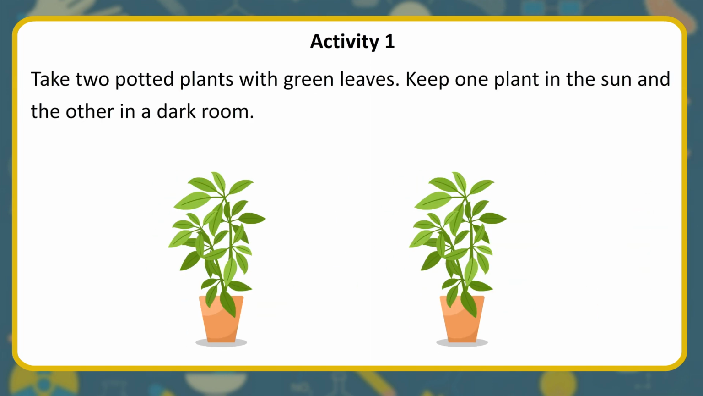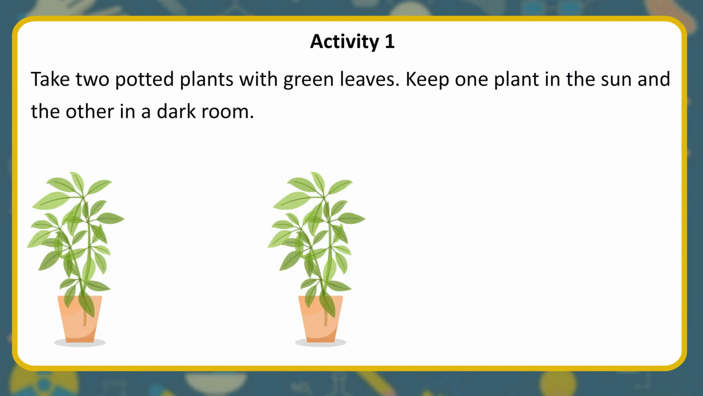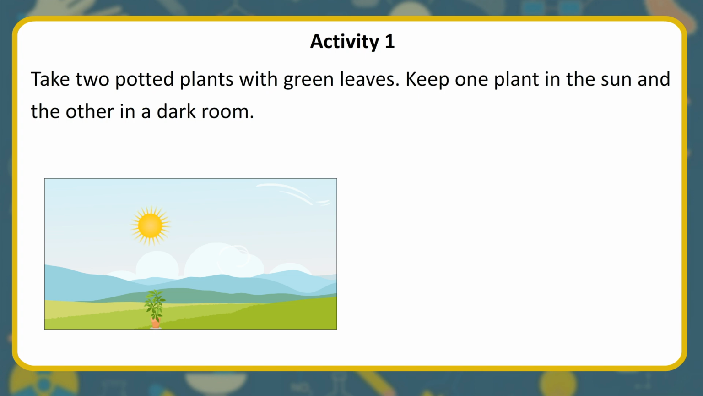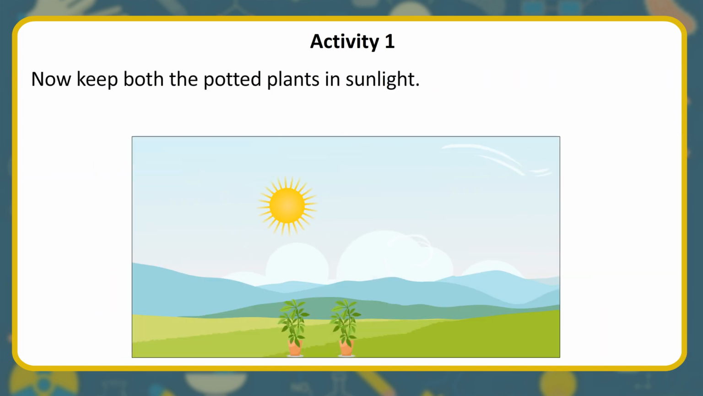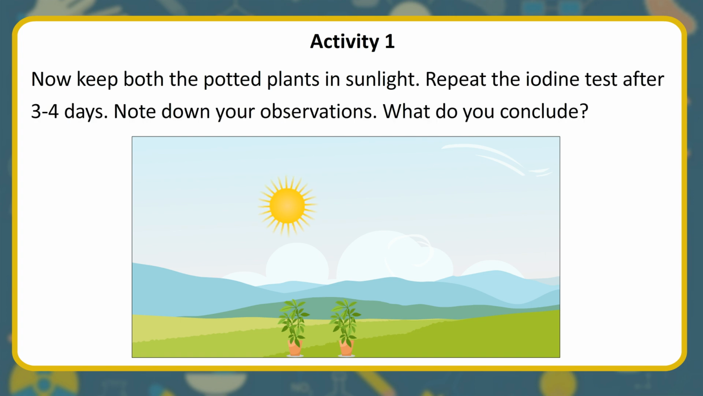Activity. Take two potted plants with green leaves. Keep one plant in the sun and the other in a dark room. Perform the iodine test with the leaves of both plants after 48 hours. Now keep both the potted plants in sunlight. Repeat the iodine test after 3-4 days. Note down your observations. What do you conclude?